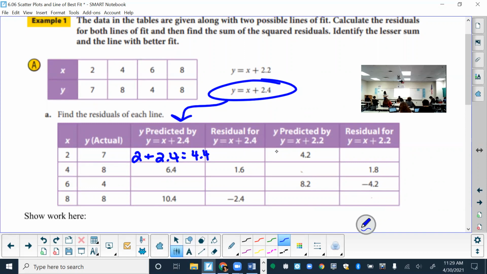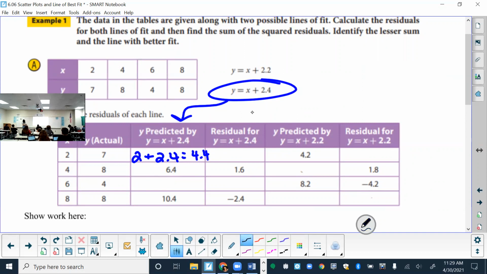And I'll just do a row for you. How do I calculate the residual? What's the formula for residuals?